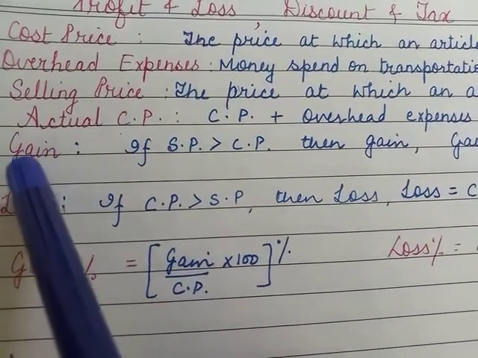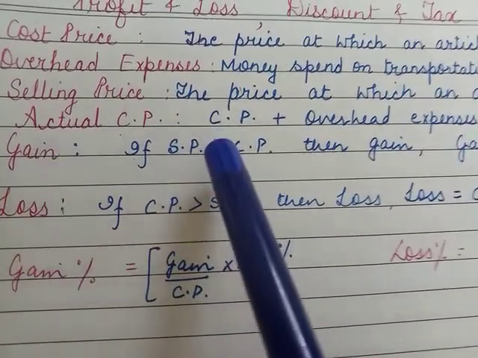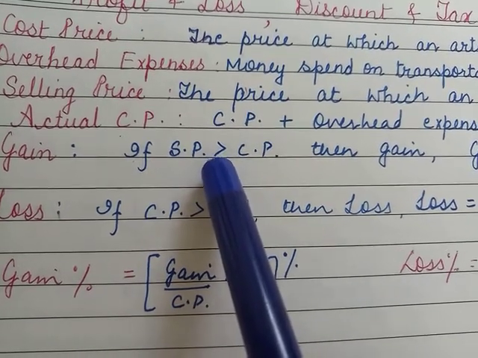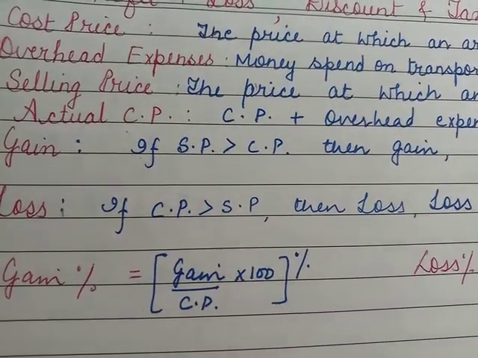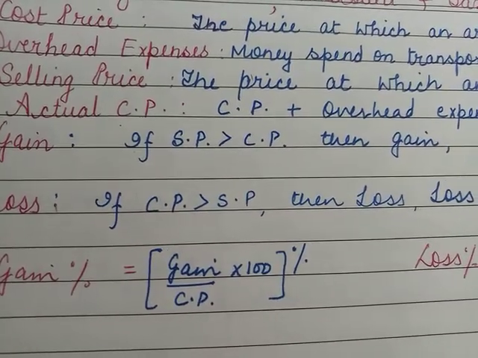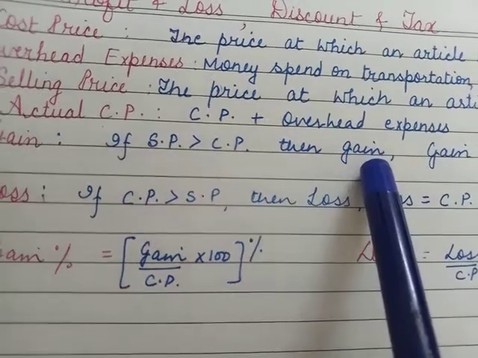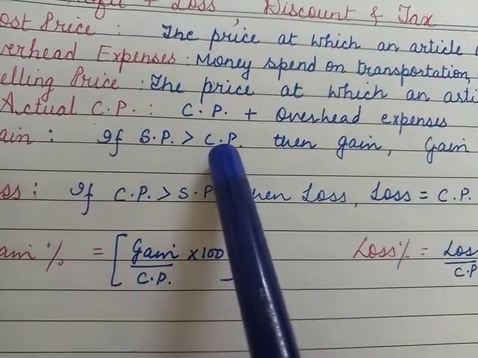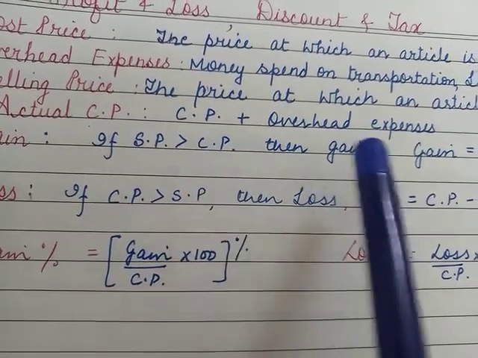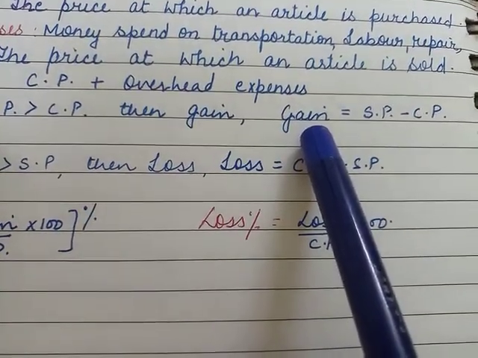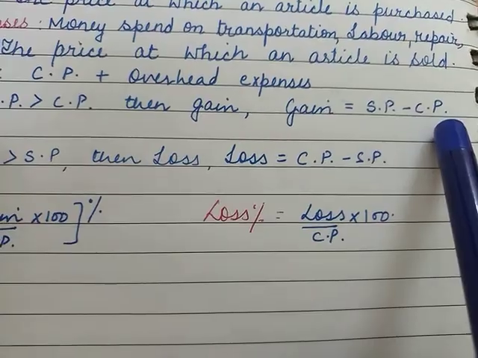Then we come to the term gain. If the cost price is lower than the selling price, that means we have purchased it for a lower price and we are selling it for a higher price, then we will obviously have a profit. So if selling price is greater than the cost price, then we have profit. The formula for gain or profit is selling price minus cost price.